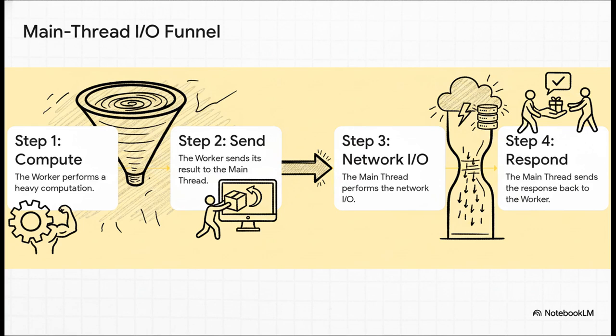And this is where things get interesting and a little weird. Let's say your worker finishes some massive calculation and now needs to send that result to a server. You'd think it could just send it, right? Nope. In most cases, the worker has to package up its result, send it over to the main thread, and then the main thread is the one that actually makes the network call. So the worker does all this heavy lifting only to get stuck waiting in line behind the main thread. It creates this I/O funnel.